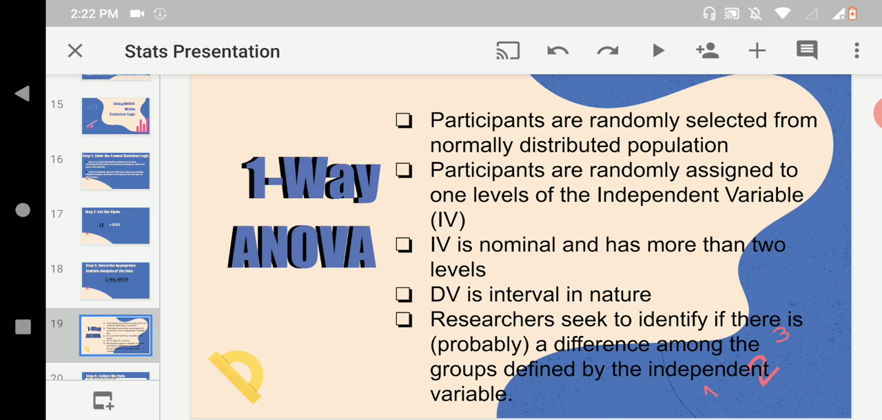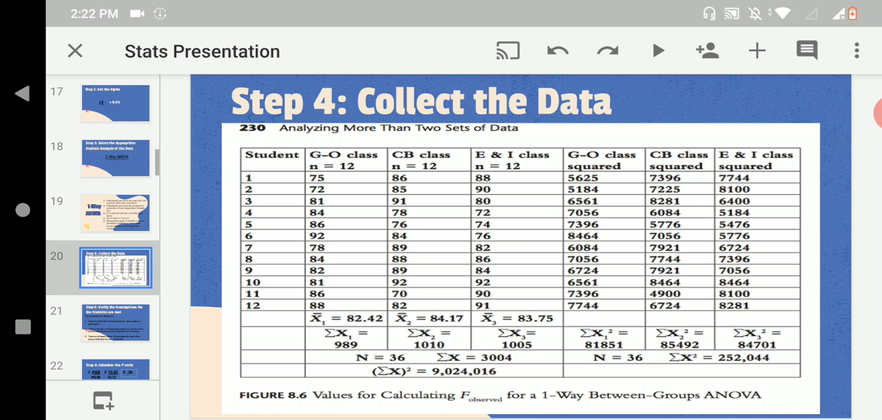Next, we have the IV. The IV, or independent variable, is nominal and has more than 2 levels. So it should be nominal and it should have more than 2 levels. The DV, or dependent variable, is interval in nature. And lastly, the researchers seek to identify if there is probably a difference among the groups defined by the independent variable. So if you are able to check all of these, definitely you will be using one-way ANOVA.